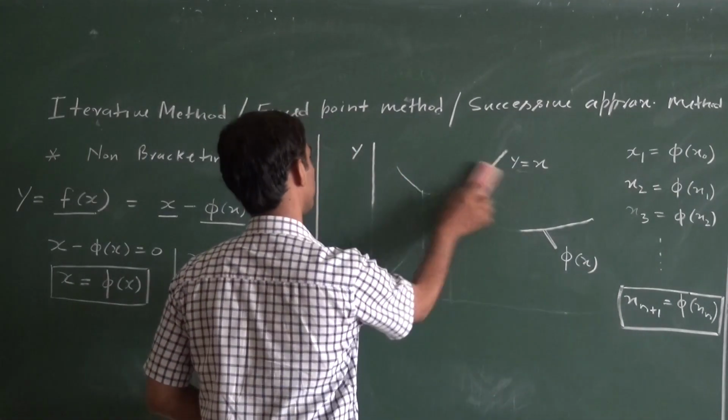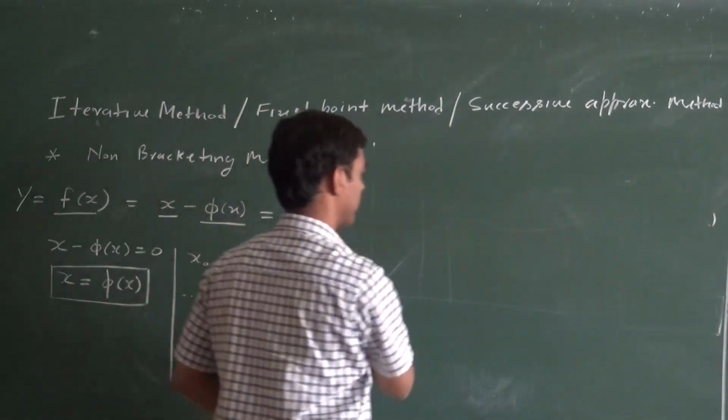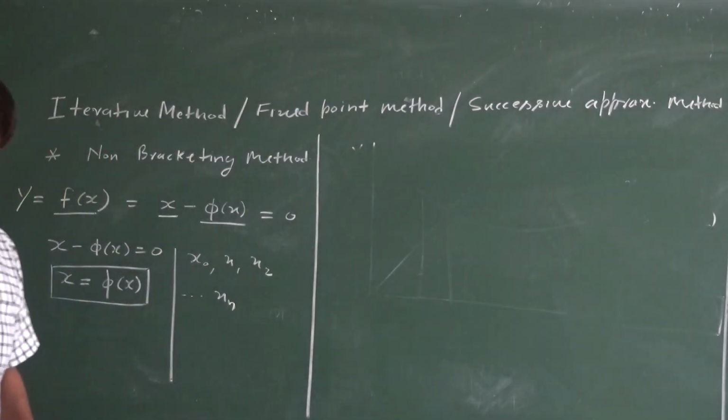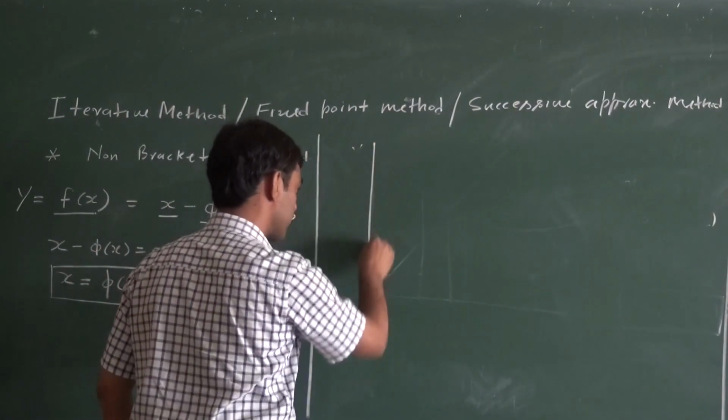Similarly, what is the advantage of any non-bracketing method? There is no need to find a lower bracket and an upper bracket, and we can choose any value arbitrarily.